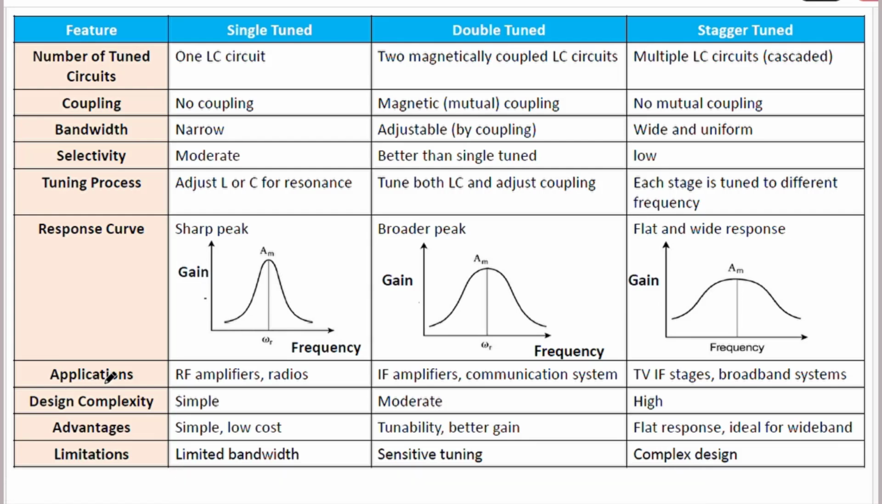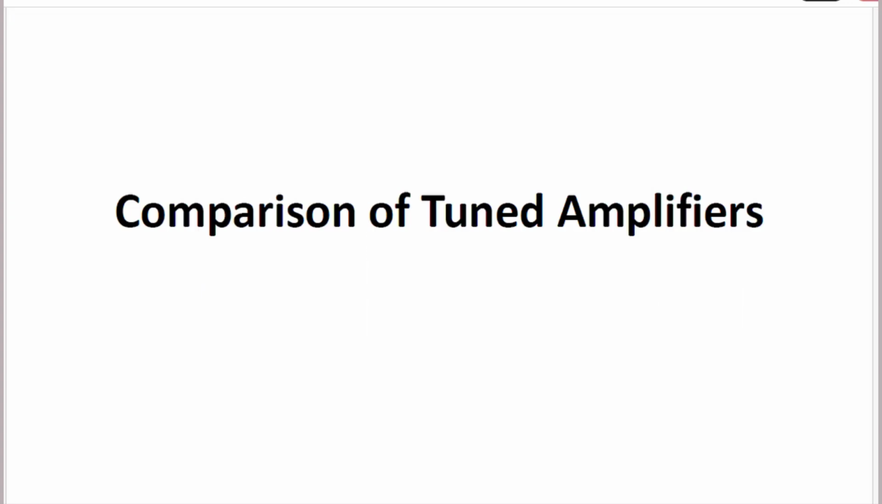Now coming to the applications. The single tuned amplifiers are used in RF amplifiers and radios. Double tuned amplifiers are used in IF amplifiers and communication systems. Staggered tuned amplifiers are used in TV intermediate frequency stages and broadband systems.